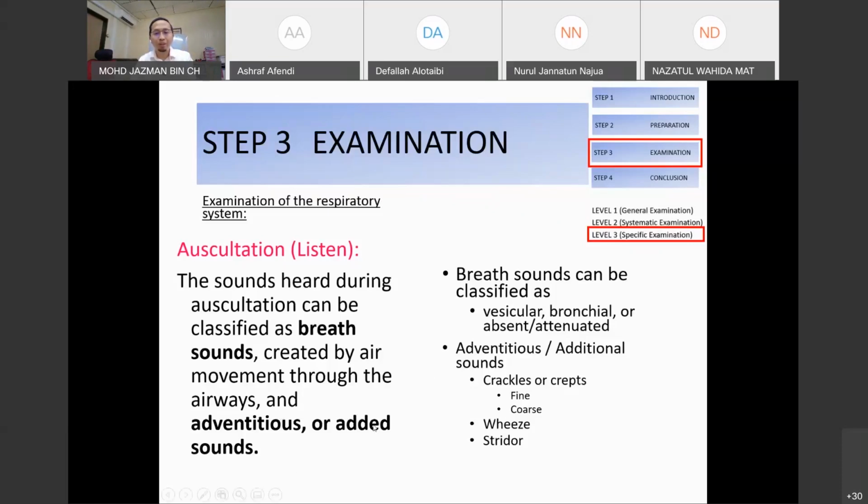Okay, attenuated means reduced breath sound, right? So adventitious or additional sounds can be crackles or crepitations. We can use either. In Malaysia, they prefer to use crepitations. Maybe if you work in the UK or in America, they use crackles. So crackles can be fine, of course. I will show you an example after this. Okay. So other additional sounds are wheezes and stridor.